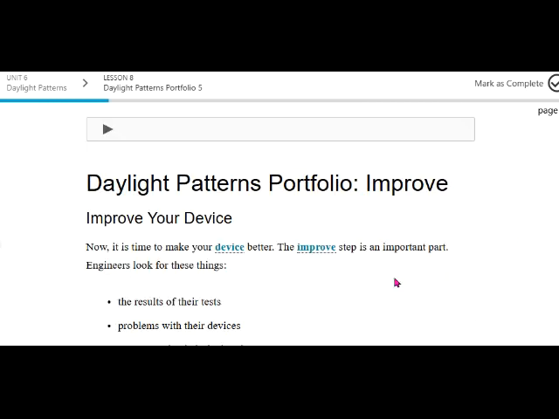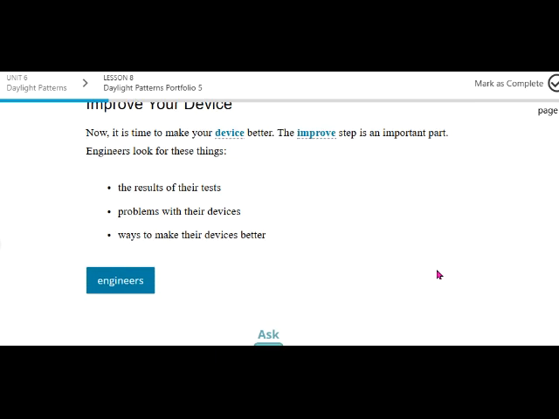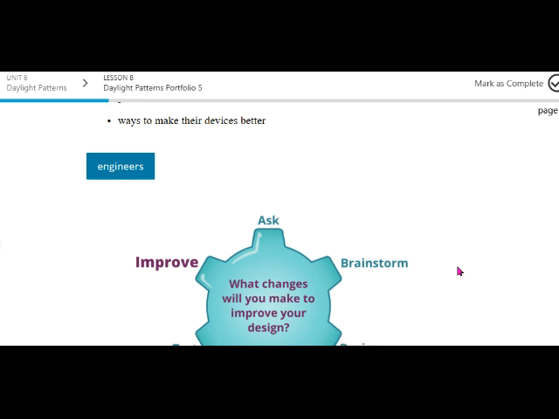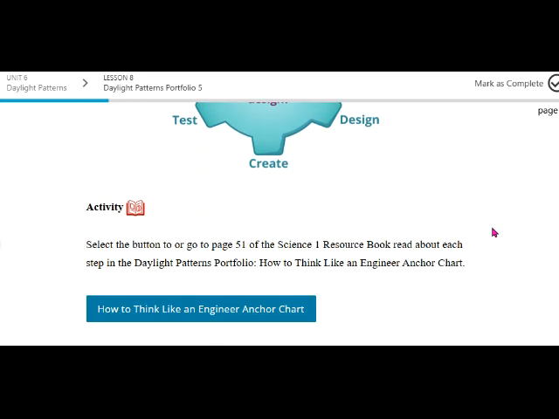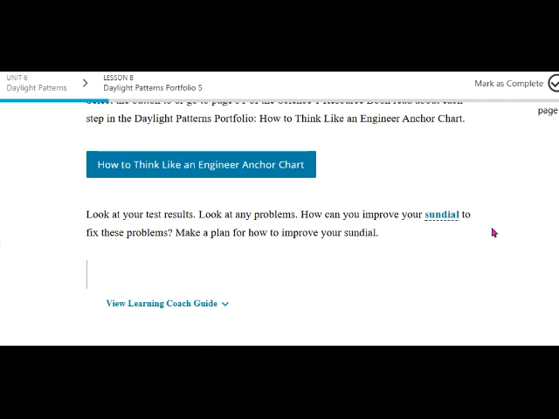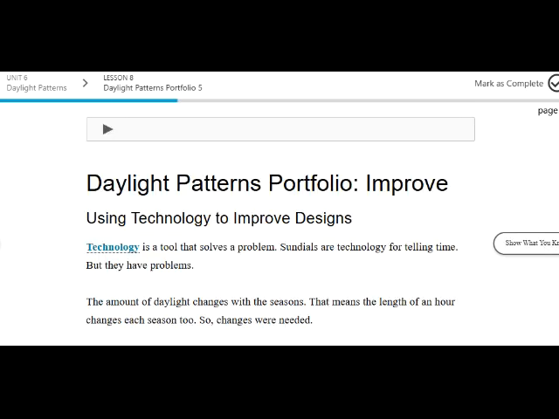Improve your device. Now it is time to make your device better. The improve step is an important part. Engineers look for these things: the results of their tests, problems with their devices, and ways to make their devices better. So think about, what changes will you make to improve your design? Look at your test results. Look at any problems. How can you improve your sundial to fix these problems? Make a plan for how to improve your sundial.